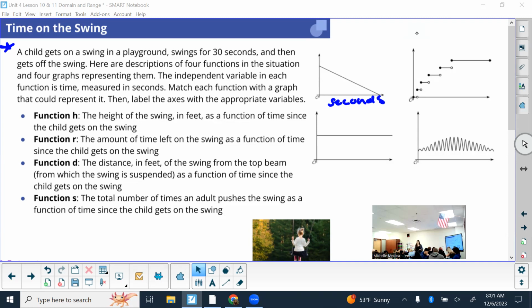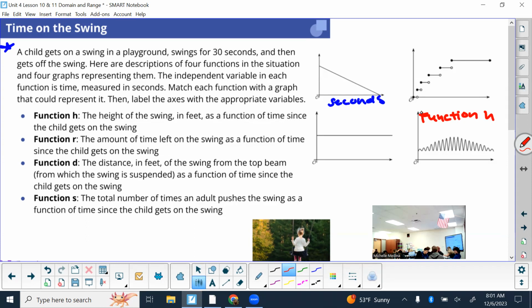I'll take a volunteer who thinks they've identified that one. Parker? All right. So we think function H goes with that one. All right. I agree. So the height of the swing changes, right, depending on how long you swing. It goes high and then it goes back down. It goes high and then it goes back down. So that one best matches it. I would agree.